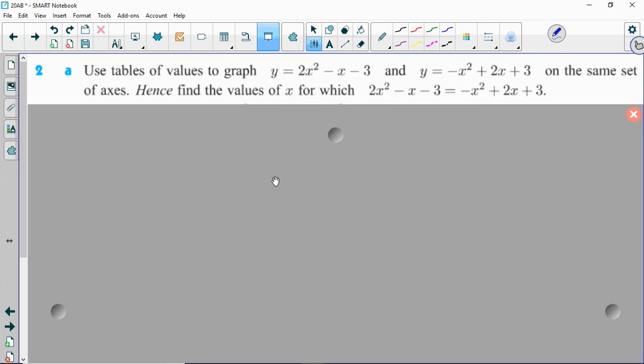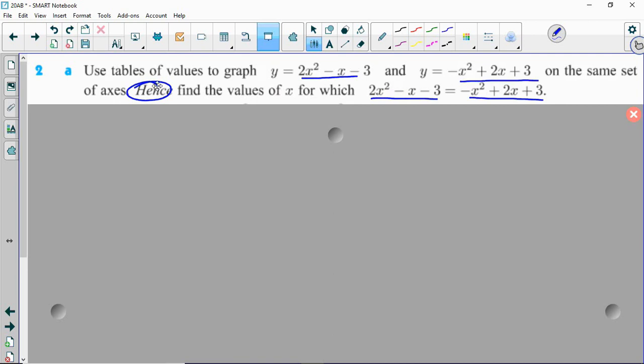There's going to be a lot going on here. Part A to this question asks us to make a table of values for two quadratic functions: 2x squared minus x minus 3, and -x squared plus 2x plus 3. It asks us to graph them. I'm not going to graph them. I'm just going to deal with the table. I'll graph them afterwards. And then it says hence. Fancy word. It just means using the information you just came up with, tell me where are the values of x for which 2x squared minus x minus 3 equals -x squared plus 2x plus 3. Notice those are the same.